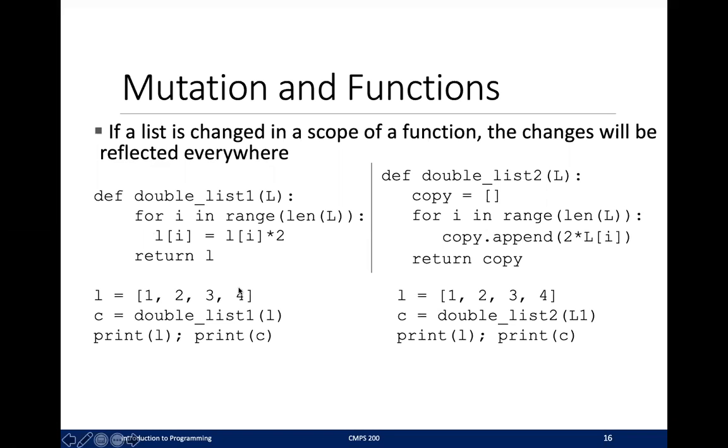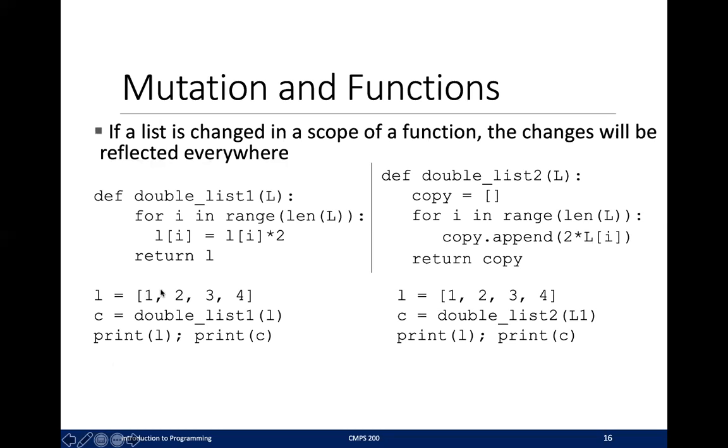So let's see the following. I have L is equal to 1, 2, 3, 4, and then C is equal to double list 1 of L. And then I print L and I print C. Okay. Can anybody tell me what is going to be printed? So print L, what is it going to print? And print C, what is it going to print?